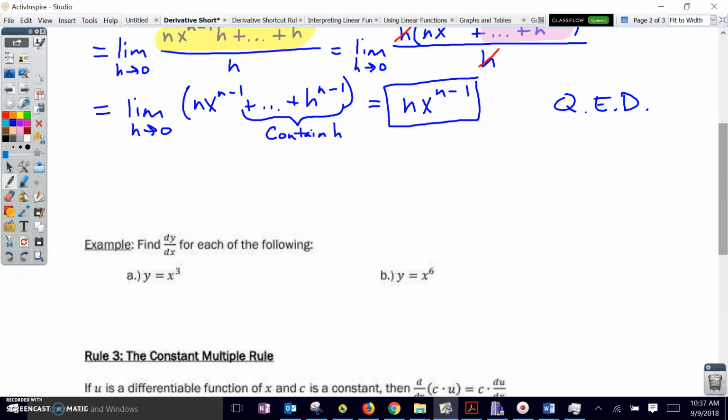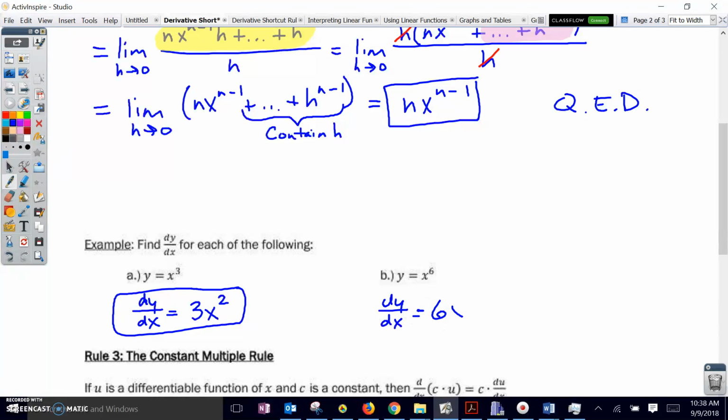in this example. First, find dy dx for y equals x cubed. So dy dx is going to be, and all the rule says is bring the exponent down in front and lower the exponent by 1. And that's the derivative of x cubed. Do the same thing here in part B. I've got dy dx equals 6 x to the 5th.